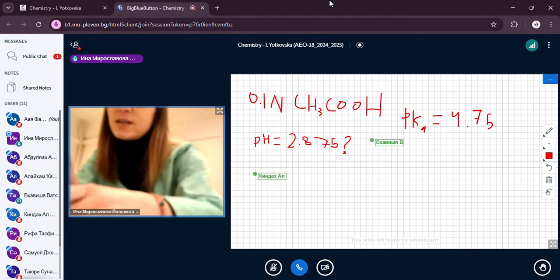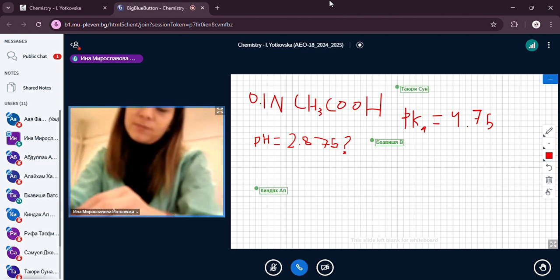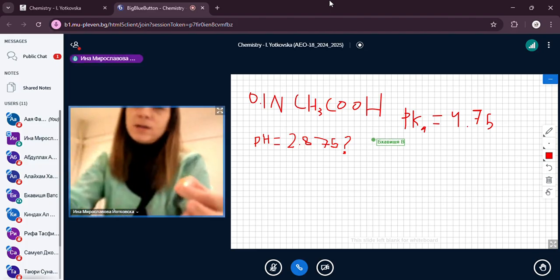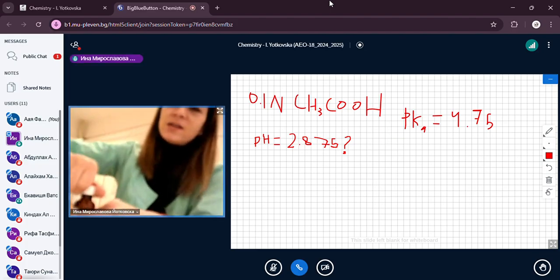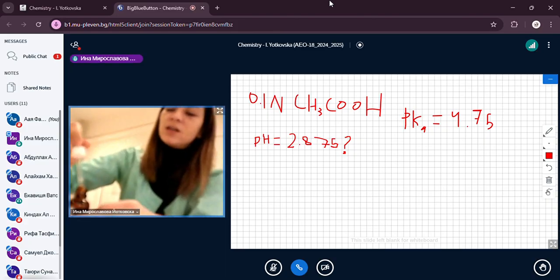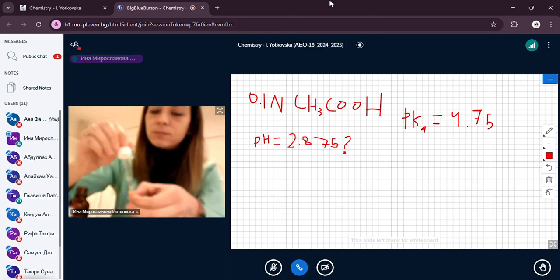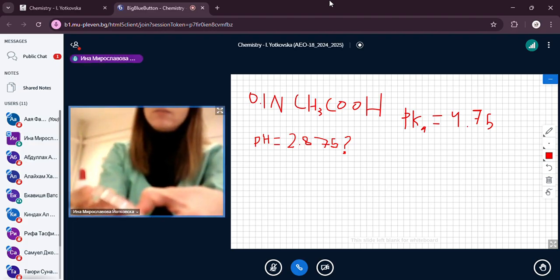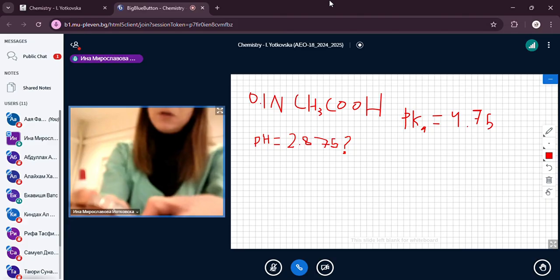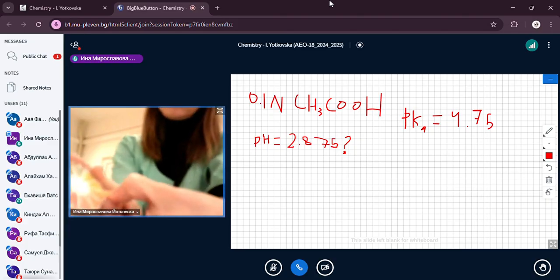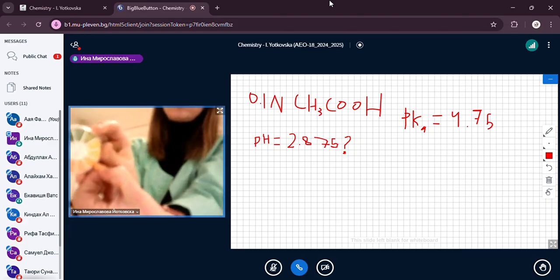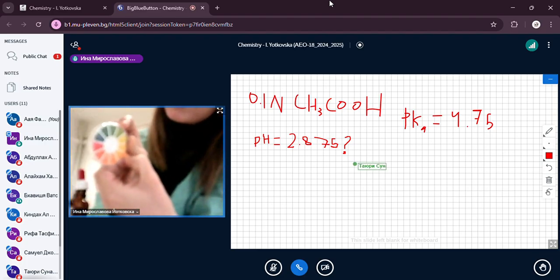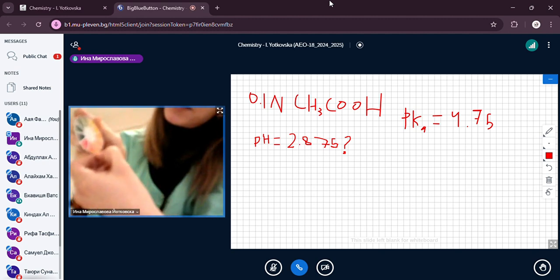Now let's check, is it true? Do we actually obtain this value? One piece of the universal litmus indicator. Checked. Actually, I don't think you can see it very clearly, but it looks like pH 6, not pH 2.